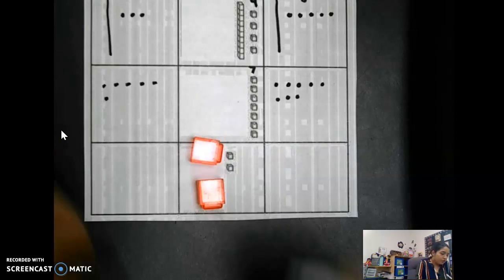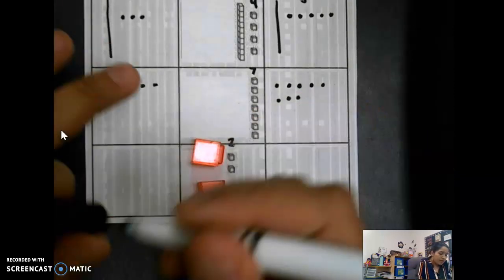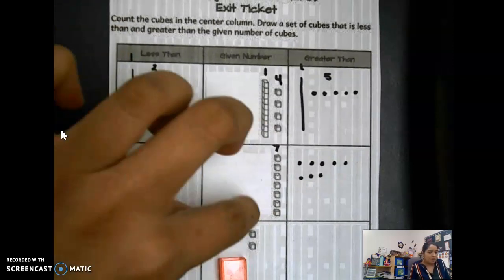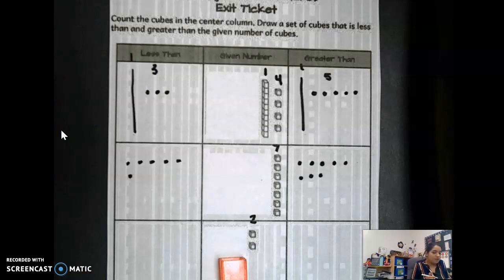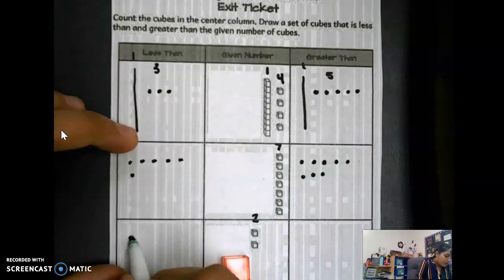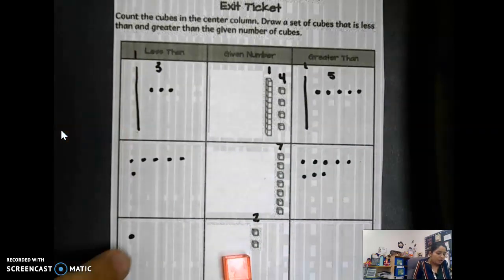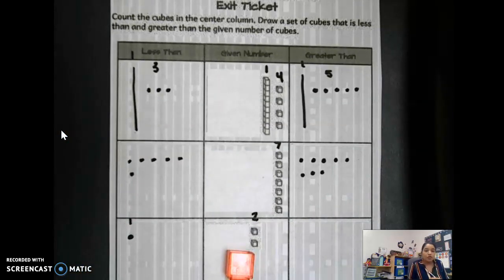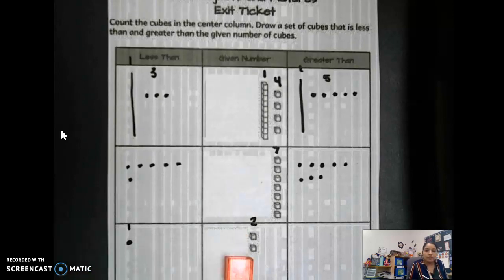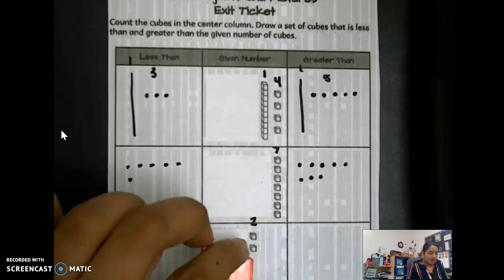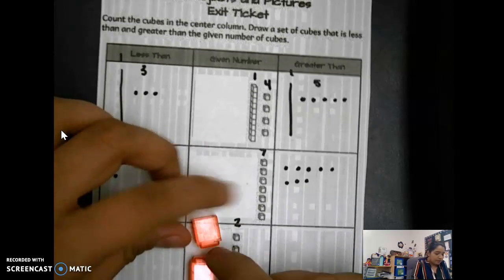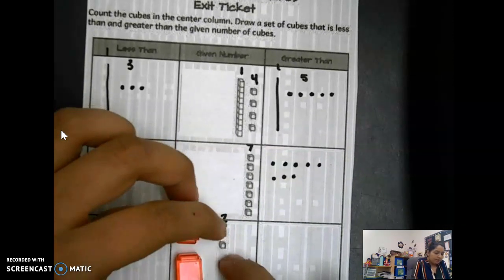Last one, we have 2. So we have 2 ones. Okay. So we need a number less than 2. So what can we do? Awesome job. Just take away 1. So how many ones do I have left? Just 1. Okay. So is 1 less than 2? Yes, it is. Let's go ahead and go back to our given number, which is 2 ones.